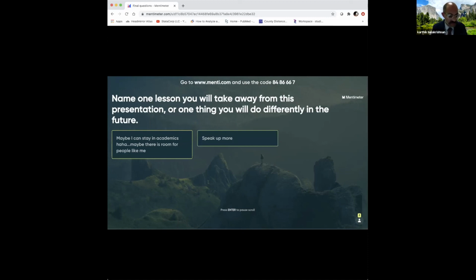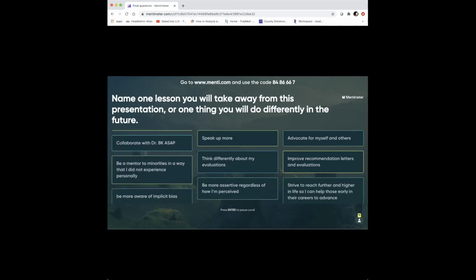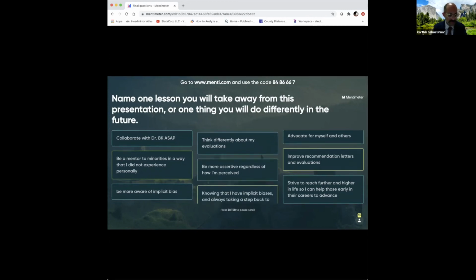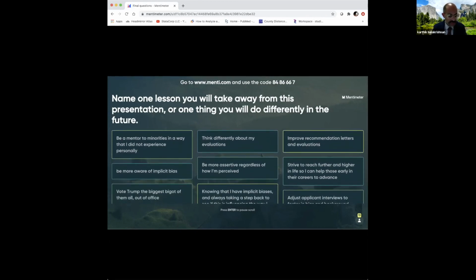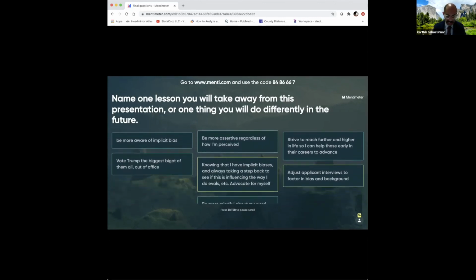Yes, whoever put that first one in, there is room for people like you. That's our job as faculty, is to make room for people like you. Yes, speak up more, advocate for myself, collaborate. Oh, thank you. Whoever said that, let me know. Think differently about my evaluations, improve recommendation letters, be more assertive regardless of how I'm perceived. Good job, that's great. Be a mentor in a way that I did not experience personally.